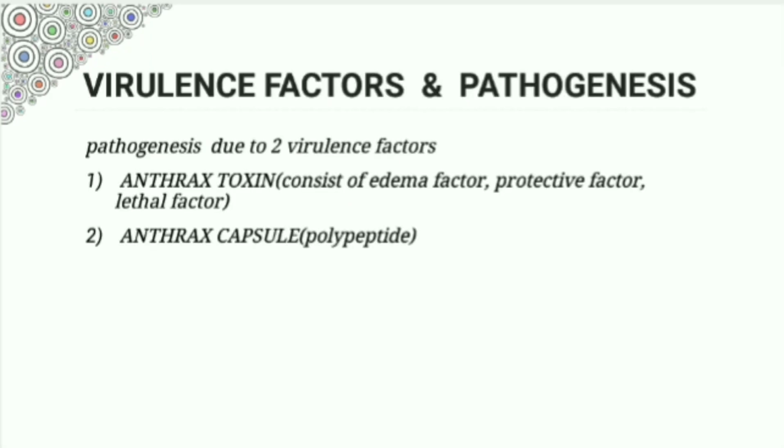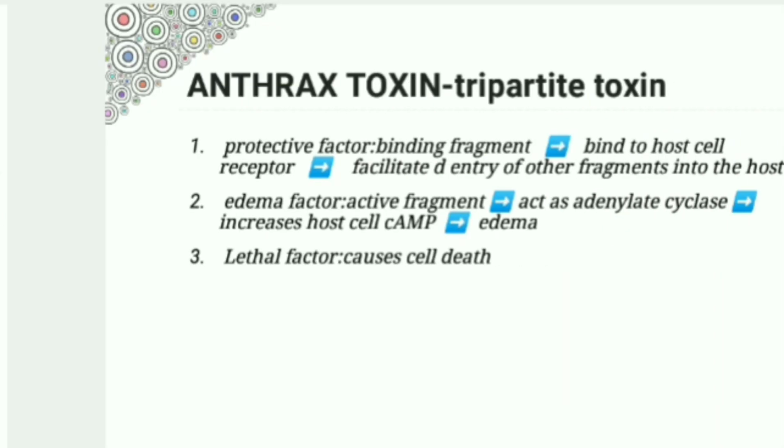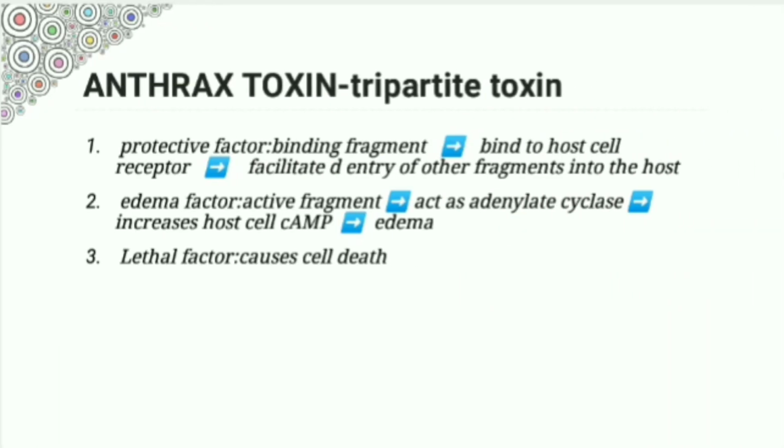The pathogenesis is mainly due to two virulence factors. First one, anthrax toxin. Second one is anthrax capsule. Anthrax toxin is a tripartite toxin having three fragments: protective factor, edema factor and lethal factor. Protective factor is the binding fragment which helps in binding to the host cell receptor, which facilitates the entry of other fragments into the host.